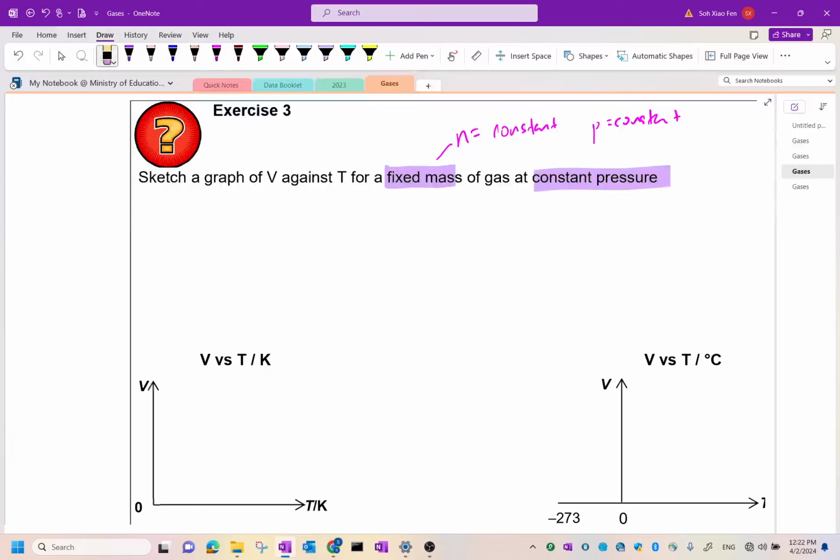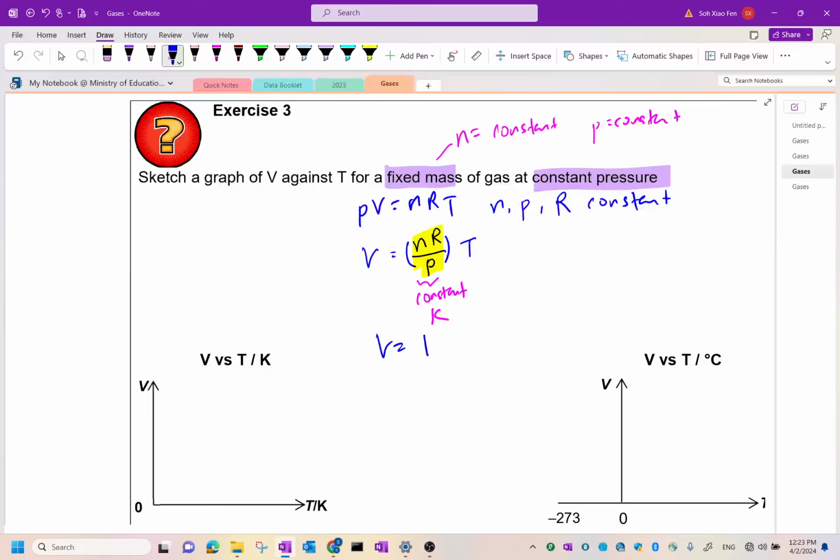Okay, let me use blue. PV equals nRT. So n is constant, P is constant, and of course my R is constant. So what I can do is manipulate this equation such that I bring the constants to one side. So V equals nR over P times T. So these are all constant, so I can let it be K. Do you see that this particular equation can be simplified to V equals KT?